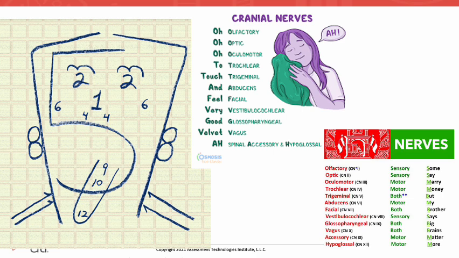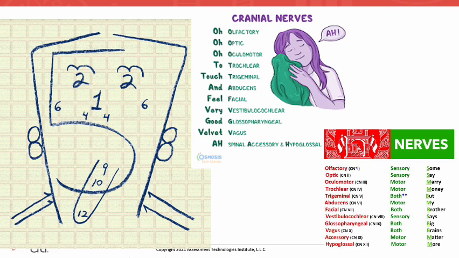The fifth cranial nerve is the trigeminal nerve, and that is responsible for sensation of the face. So that is drawn as a large 5 all the way across the face. We test that cranial nerve by using a cotton ball and seeing if they can close their eyes and tell where you're putting the cotton ball, on the forehead, on the cheek, and on the chin.